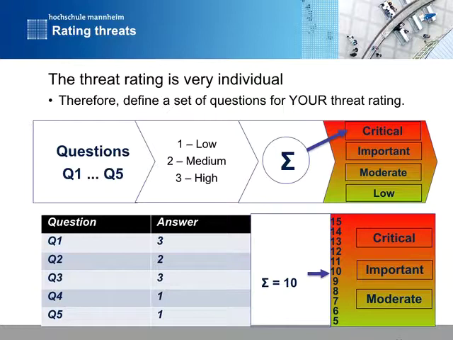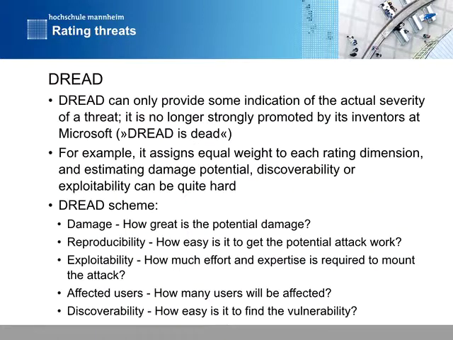Because of Microsoft's DREAD approach. DREAD is 5 letters, and it is an approach from Microsoft for very early risk rating. These are the initials. It's trying to answer these 5 questions, and you rate them from 1 to 3.